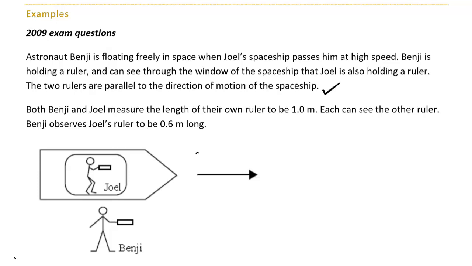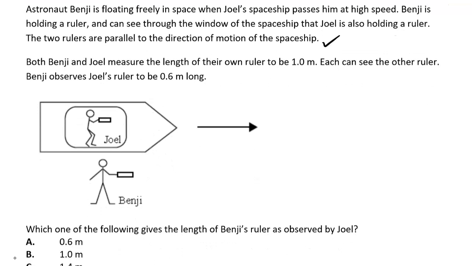We've got an astronaut, Benji, floating freely in space when Joel's spaceship passes him at a high speed. I think we can assume from the context of the question, or maybe from some information later on, it's probably relativistic speeds. Benji is holding a ruler and can see through the window of the spaceship that Joel is also holding a ruler. The two rulers are parallel to the direction of motion of the spaceship. That means we definitely are going to expect length contraction of that ruler, because it's parallel to the direction of motion. Both Benji and Joel measure the length of their own ruler to be 1 meter.